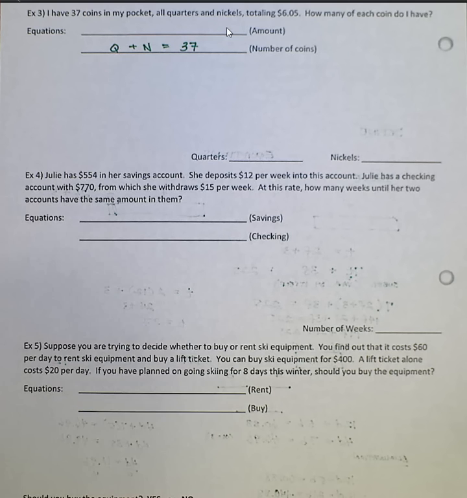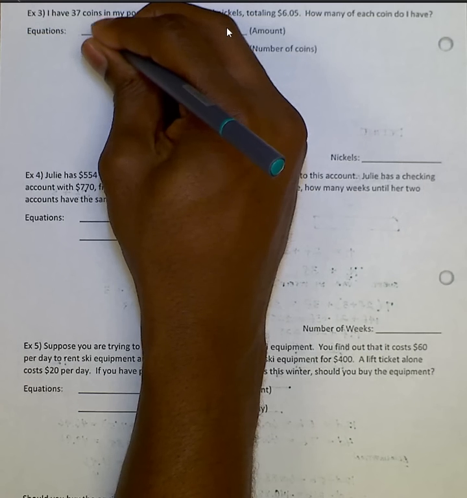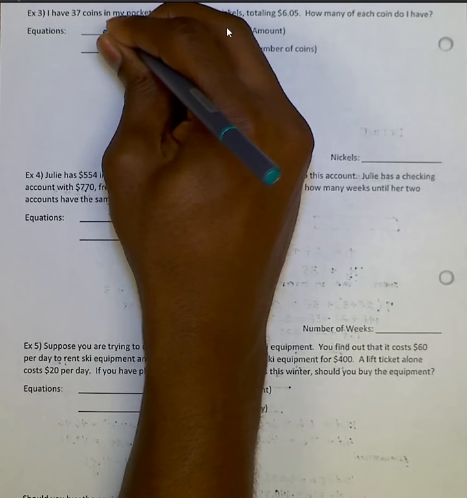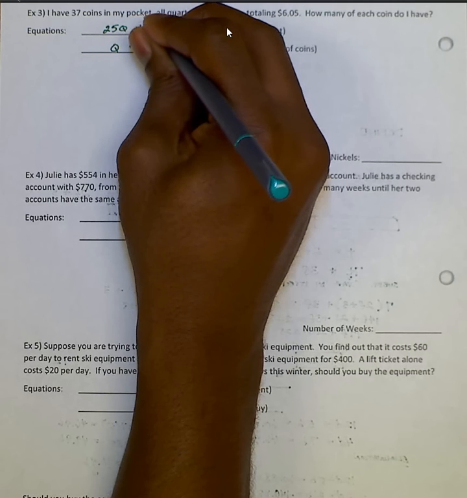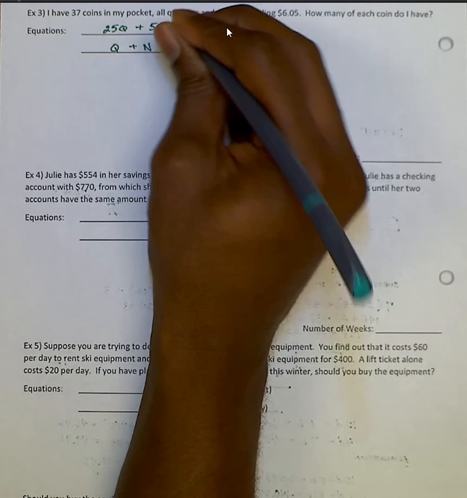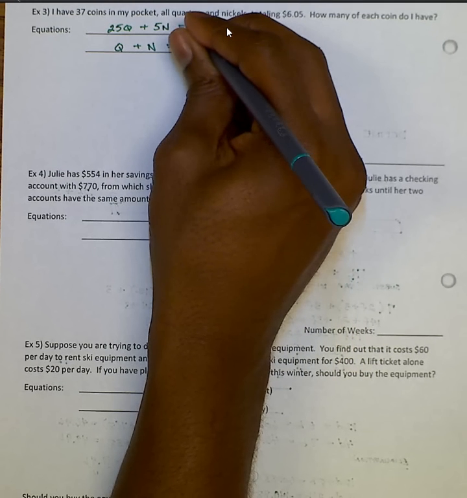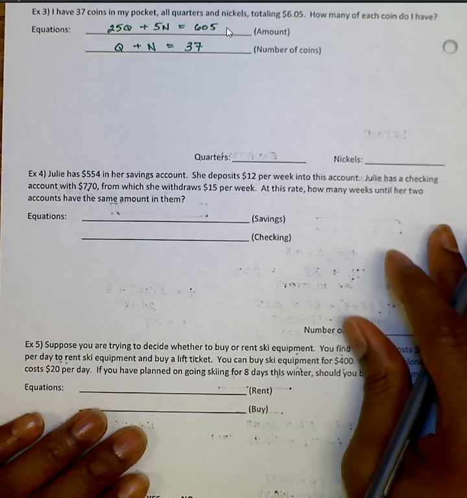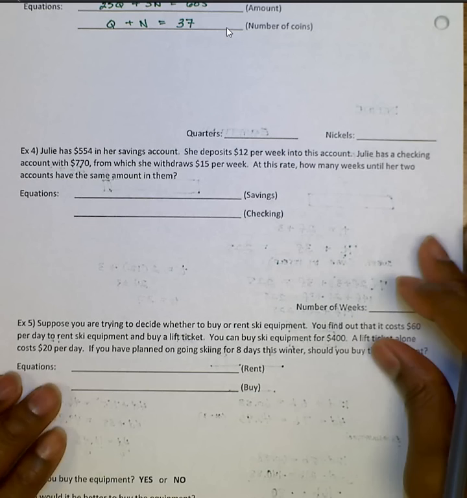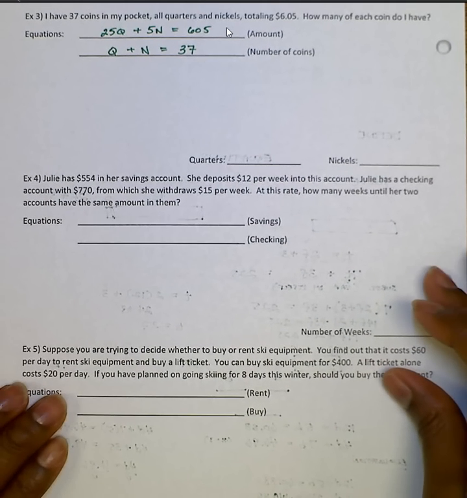Okay, now each quarter is worth 25 cents. So I have 25 cents per quarter. I have 5 cents per nickel. Equals, and I know this says $6.05, I'm going to say 605 cents. Okay, so it's nice that the dollar is set up that way, in the hundreds, so we can do that pretty easily. But this way I get to avoid any kind of mistakes that might happen.